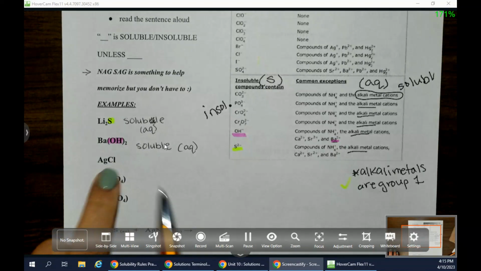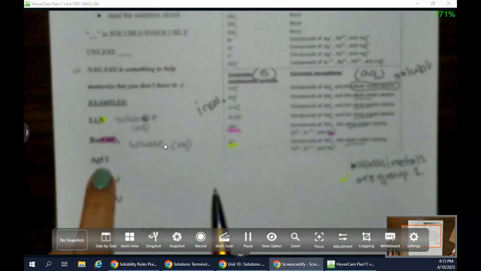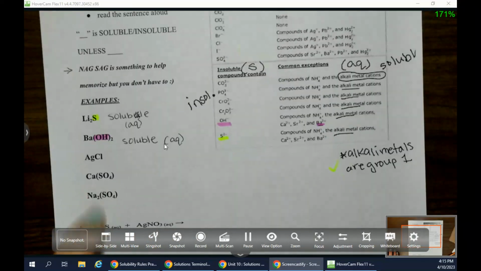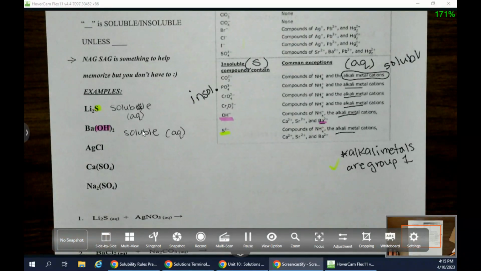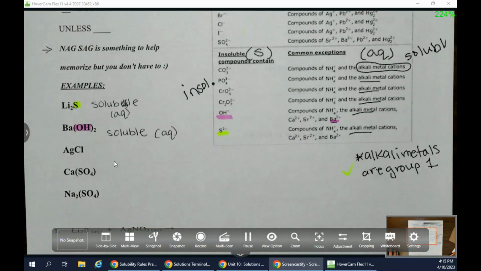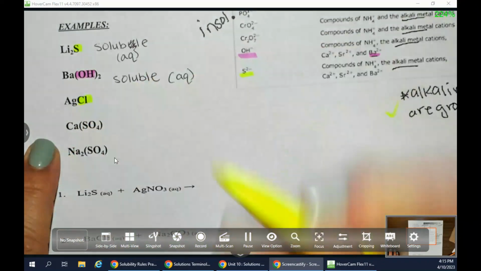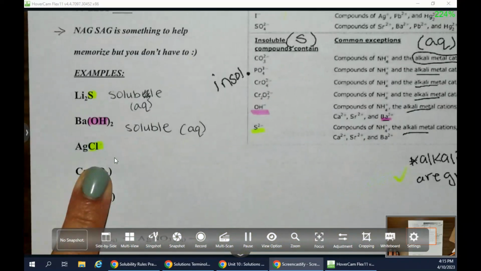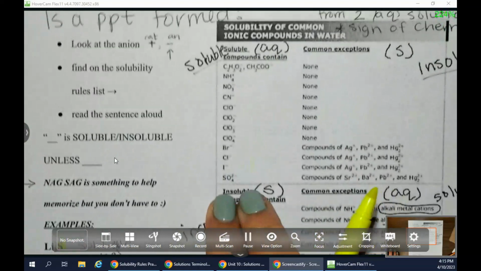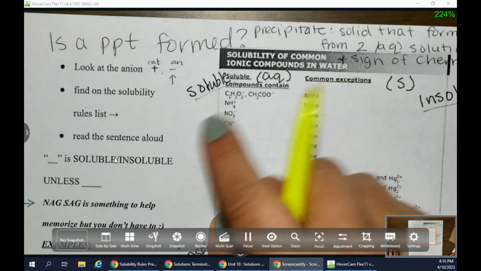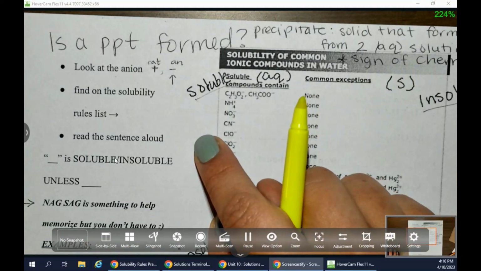Okay, let's do the next one. I think the next one I did another exception. I'm so sorry. But anyway, let's look at it real quick. So we've got silver chloride. Hopefully you kind of remember that one from that lab where you formed a precipitate. So that's what we're looking to form. All right, so we have chlorine. That's our anion. We're going to look down the list for chlorine. He's on the top table this time. So now we're saying chlorine is soluble. Soluble means aqueous.